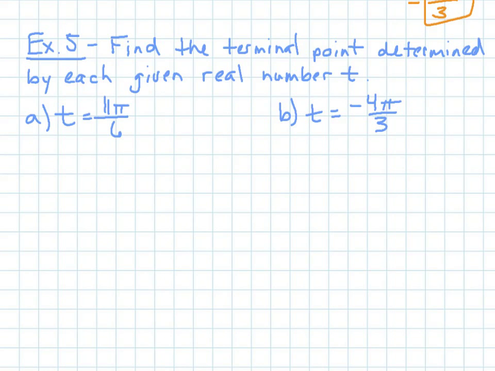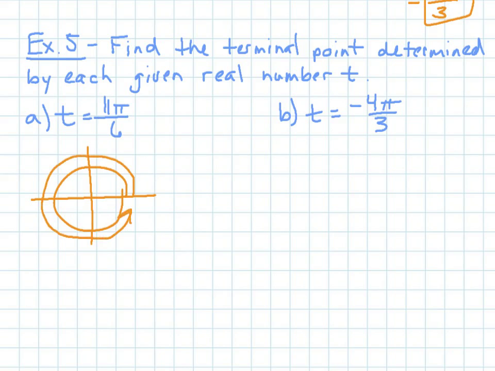Okay, so let's say we have a t value of 11 pi over 6. First you want to locate that quadrant. So 11 pi over 6 is more than 9 pi over 6, the same thing as 3 pi over 2. So then it's got to be in the fourth, because it's less than 12 pi over 6, which is 2 pi. So it's in the fourth.